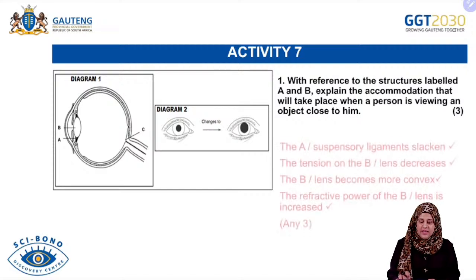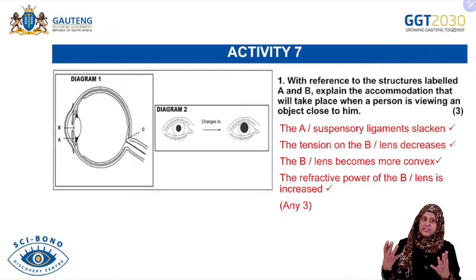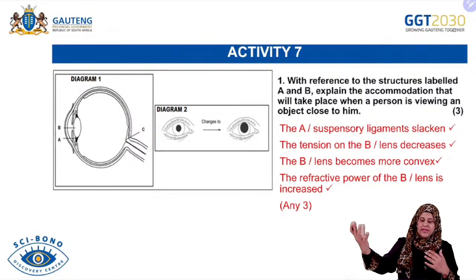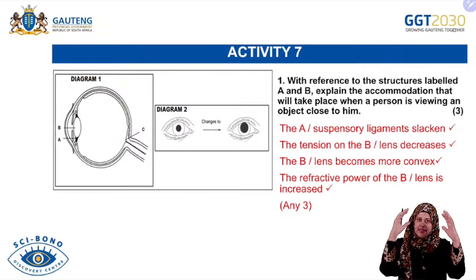So let's look at this answer. The suspensory ligaments slacken or become less taut. Tension on the lens decreases and the lens becomes more convex, and the refractive power of the lens is less because now we're looking at an object that is close up. We did the activity on the bird when the bird was far away. Now we're looking at an object close up, maybe a book or a pen in front of you. So now the suspensory ligaments will slacken and the tension on the lens decreases.